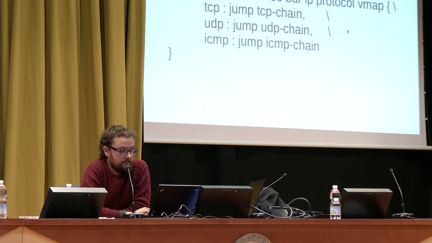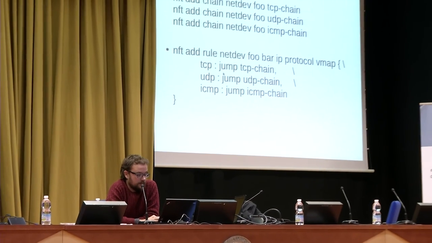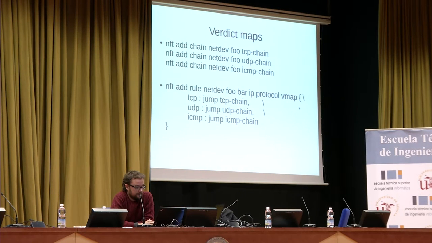And not only that, we also have these kind of maps, the verdict maps. Verdict maps allow us to jump or to issue a verdict action, such as accept or drop, to the matching packet. It provides very, very fast lookups. So in this case, we create three base chains in the inet family table foo, the TCP chain, UDP chain, ICMP chain, and these are basically based on the IP protocol here. In case of matching TCP, it jumps into the TCP chain. So we can build a tree of chains where, since this is using the set infrastructure, finding the jump should be very fast.